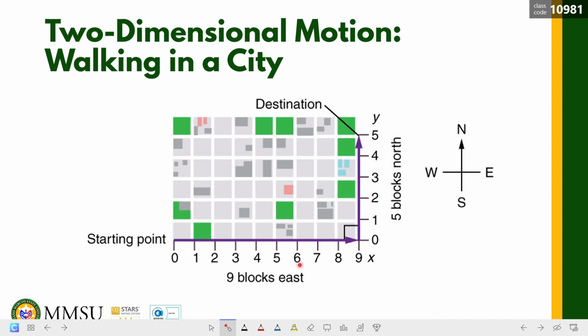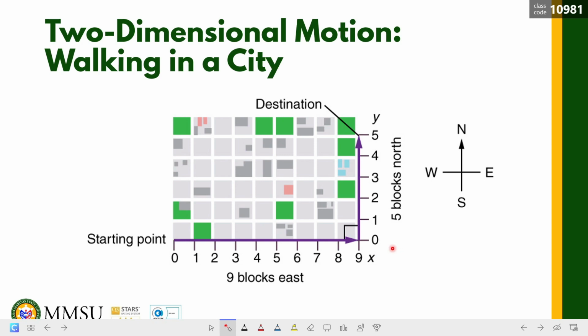So, in vectors, these are considered vectors, right? So, we have a vector in the x direction and another vector in the north direction. With vectors, we cannot just add 9 plus 5 is equal to 14. So, that's the resultant. No, that's not the resultant. We need to consider the directions of the vectors. So, how do we add vectors?